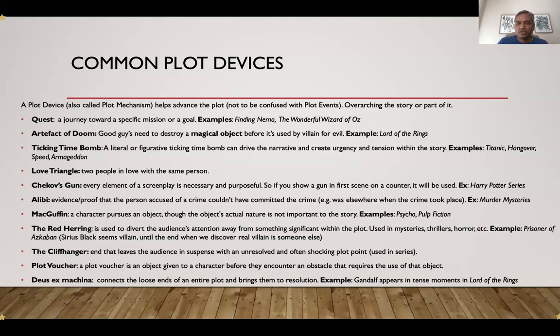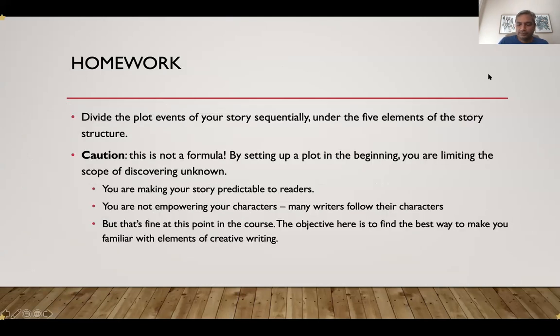It does that. All right, so homework. What I'm going to ask you guys is, now you guys have picked your stories. I had some comments on very few ideas, saying consider doing this additional thing or consider picking up this idea, right? But I think most of you have ideas identified. So divide the plot events of a story sequentially under the 5 elements of the story structure, right? And I'll show you the template, right?